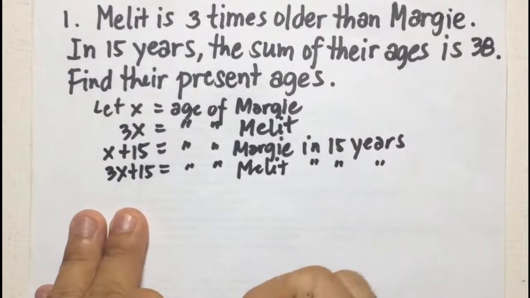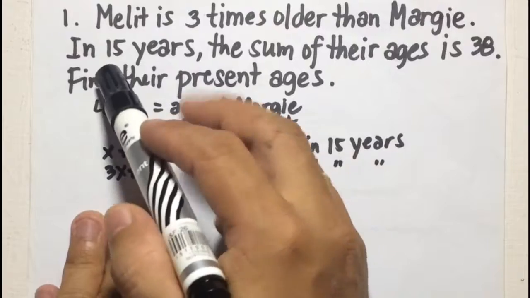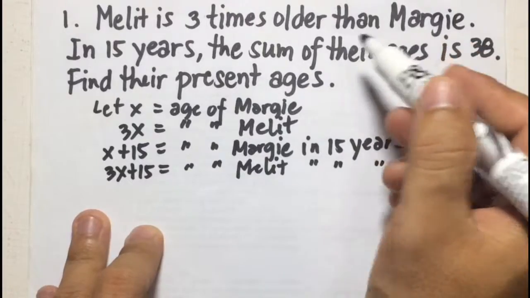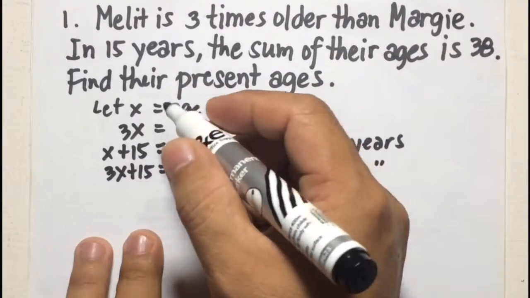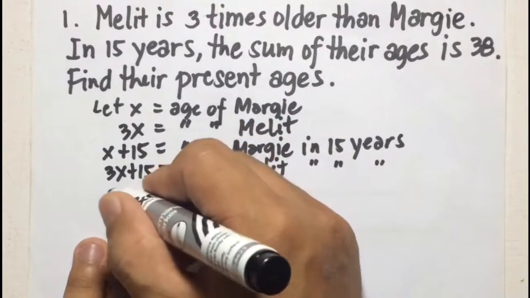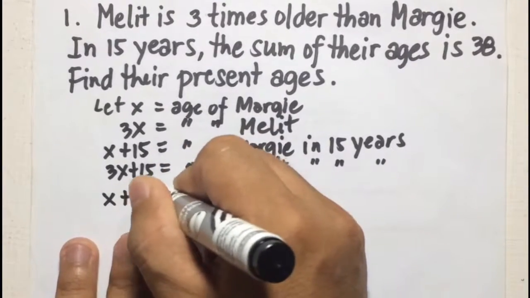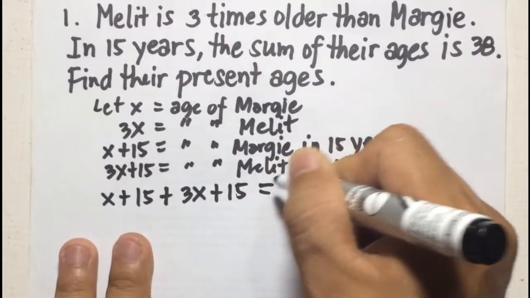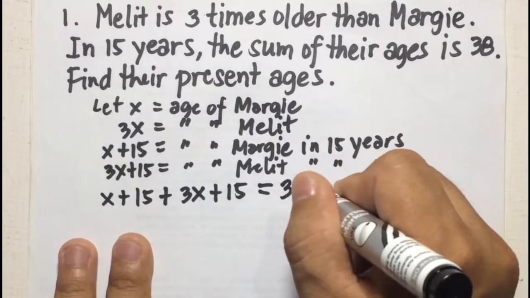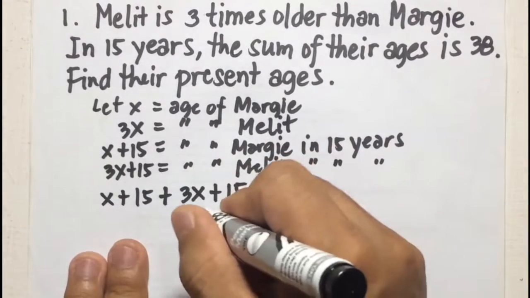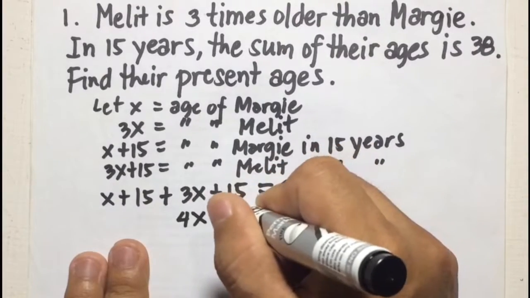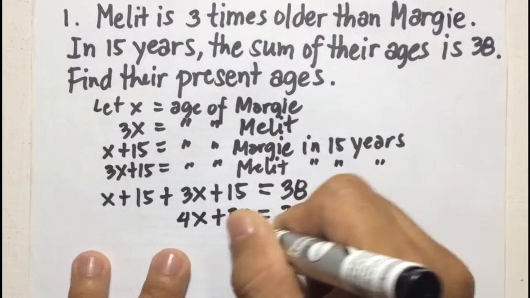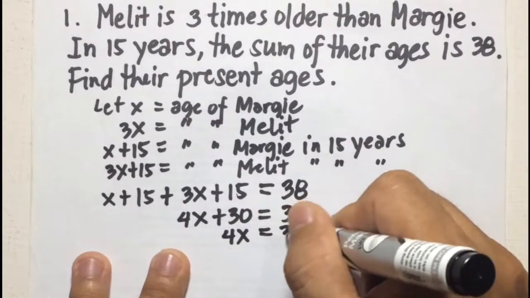Then, in the second sentence, in 15 years, the sum of their ages is 38. So the sum of their ages in 15 years will be equal to 38. For our solution, we have X plus 15 plus 3X plus 15, and the sum is equal to 38. Then X plus 3X is 4X. 15 plus 15 is 30. Then equals 38. Then 4X here is equal to 38.